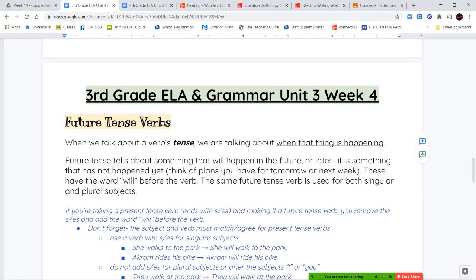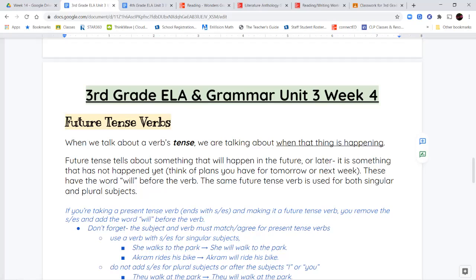So when we talk about a verb tense, remember, we're talking about when that thing is happening. So future tense verbs tell us about something that will happen in the future or something that's going to happen later. We're planning for it to happen, but it's something that has not happened yet. So think about if you're talking about your plans for next week, or maybe you're talking about what you're going to do tomorrow, or what you're going to have for breakfast next Sunday. These are all things that are going to be in the future.